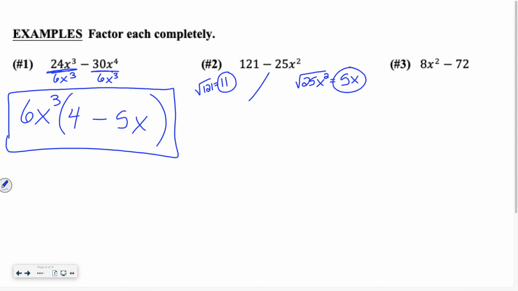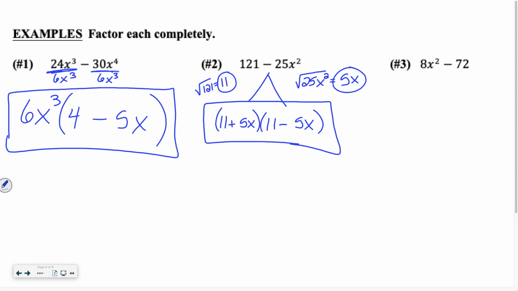So what we do with this now is break it apart into two parentheses. The square root of the first term comes first, so 11 goes first. The square root of the second term comes second, so 5x and 5x. Then we have a plus and a minus. So 11 plus 5x, 11 minus 5x.